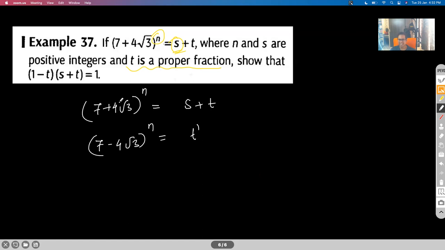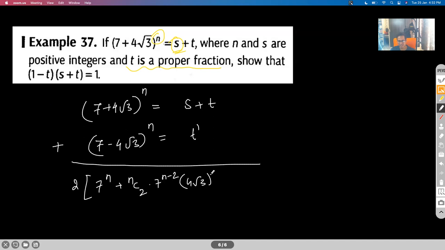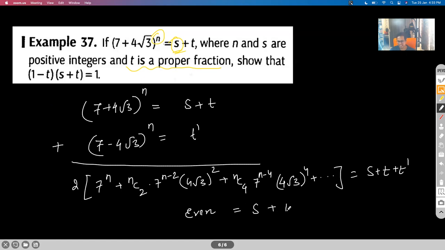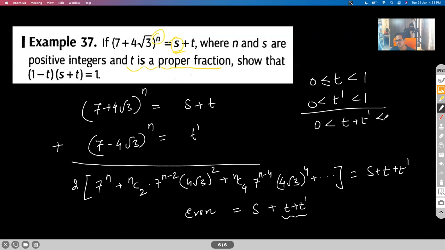And now since the irrationality is involved in the second term, you add them. That's how your irrationality will go off. So that is going to give you terms like this. So this is going to be an even integer, and this is going to be an integer plus this expression. And as I already told you, T lies between 0 to 1 and T dash also lies between 0 to 1. So their sum will lie between 0 to 2. The only integer which lies between 0 to 2 is 1.